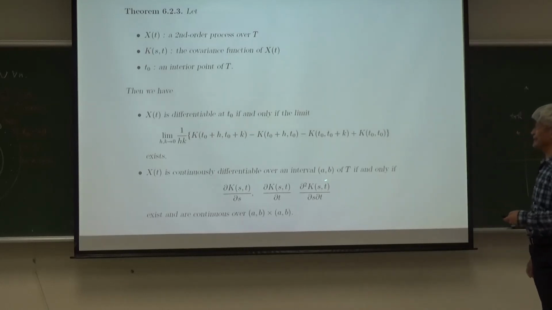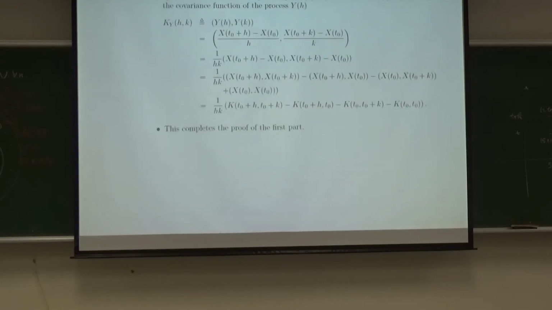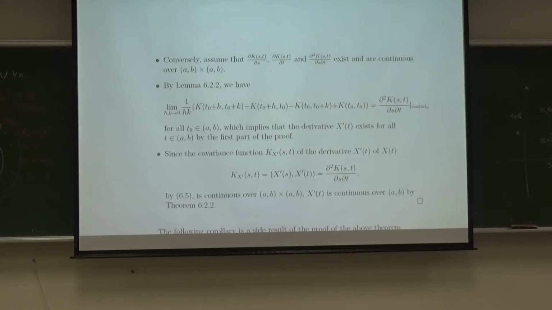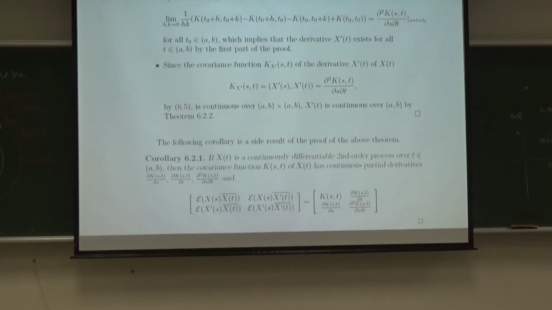So from here you can see that the geometrical property of x of t depends solely on the behavior of the covariance function. Well, the proof is long, but I encourage you to see it. So the following corollary actually is from the proof.